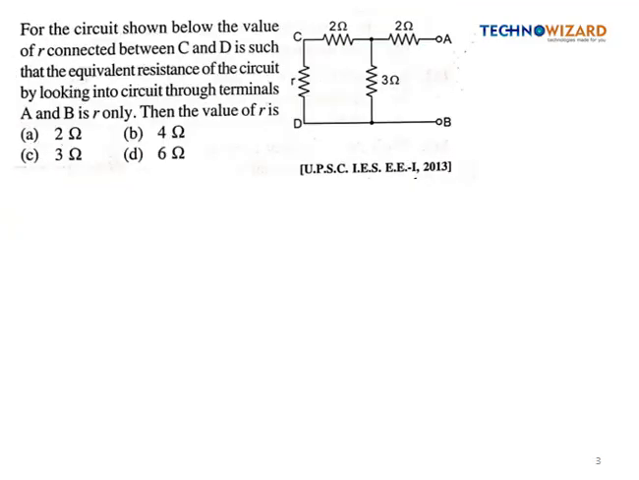Okay, so this is our next question. For the circuit shown below, the value of R connected between C and D is such that the equivalent resistance of the circuit, looking into the circuit through the terminals A and B, is R only. Then the value of R is asked. So we have to calculate the value of R, and if we find the R equivalent through the terminal AB, we are getting the value of R equivalent as small r only.